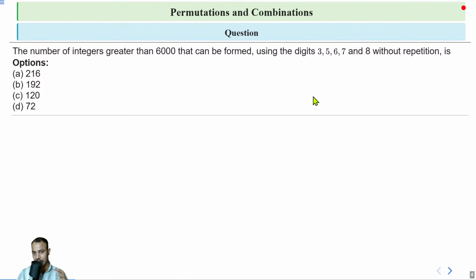I also want to give you another hint: here you have to find the integers greater than 6000. So for the first place, for 4 digit numbers, you have the choice of 6, 7 and 8. So try it. Everyone give your answer in the chat section.